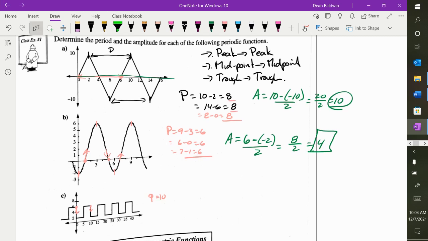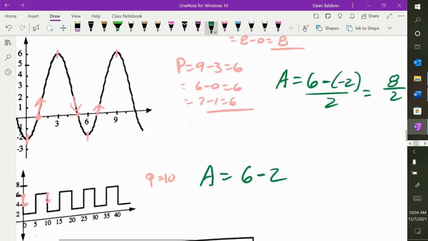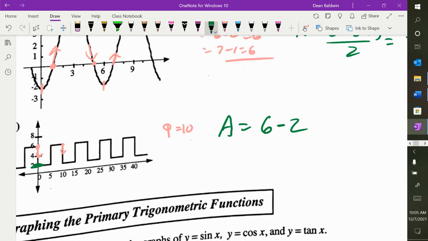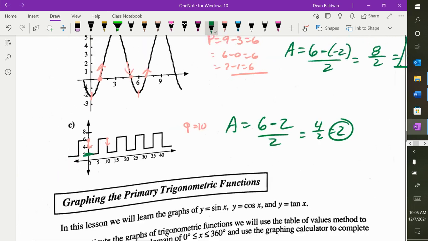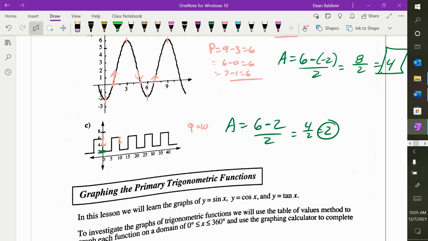And the last one, what is the amplitude? Six minus -2, because the minimum value is -2. Divided by 2, which is 4 over 2, which is just 2. That's period, that's amplitude. Period is how often a graph repeats itself. Amplitude is the difference between the max and the min, basically. All right. Are we okay?